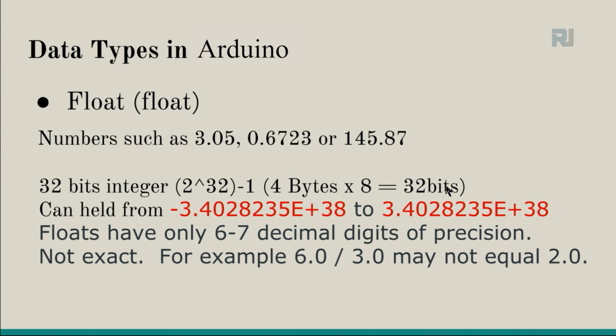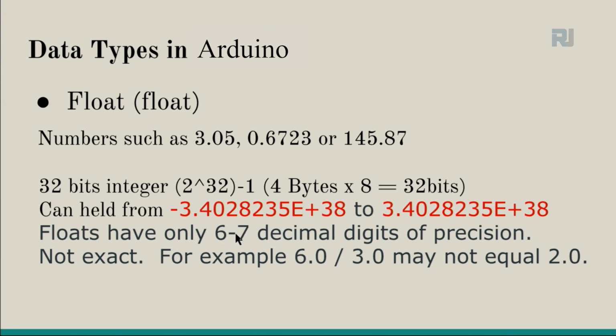This is as if we have a big box with 32 drawers, or a table or a desk with 32 drawers. It can hold from this value, remember, minus 3.4 E plus 38, that means times 10 to the power 38, to this one, as you can see, this is from minus and that goes to plus. And float has some precision for the decimal point. For example, this can only have 6 to 7 decimal digits. As you see, it says 6 to 7.